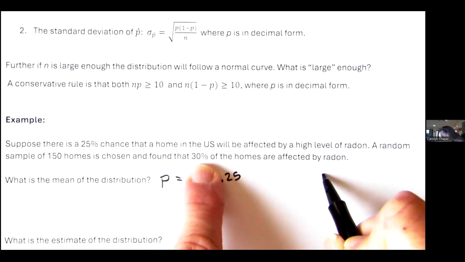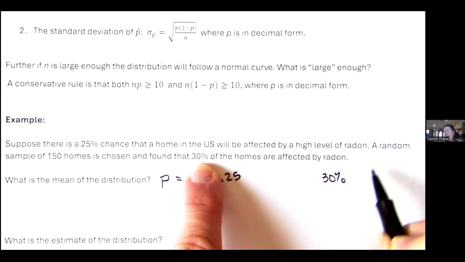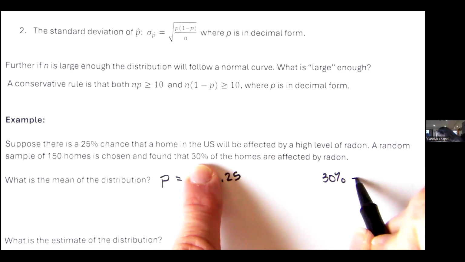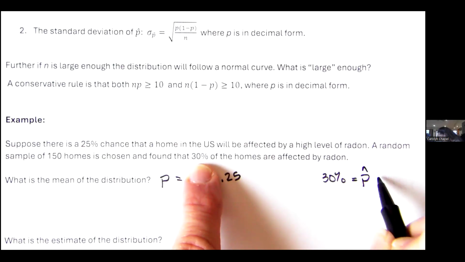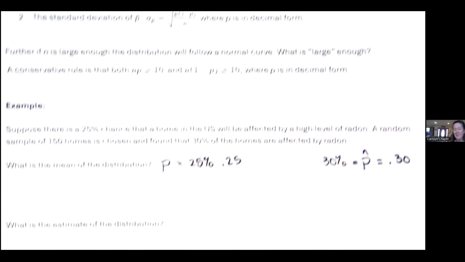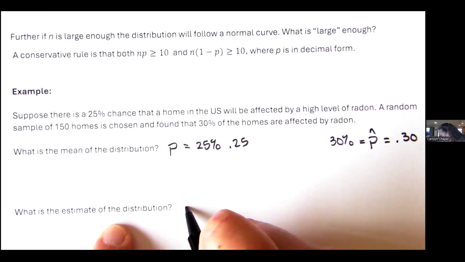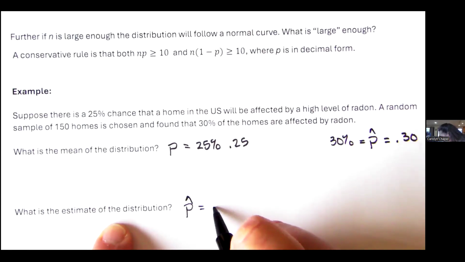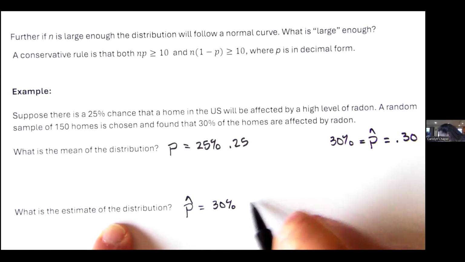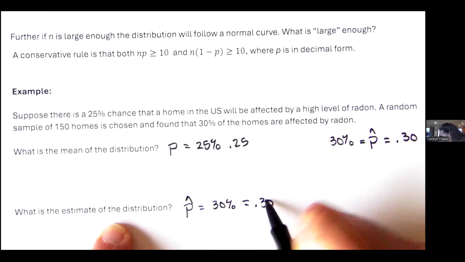Now this 30% that we found was in our sample, so this is actually P hat, or 0.3 if you want to think of it that way. That was the answer to the next question: what is the estimate for this distribution? That's P hat, which is the 30% or 0.30.